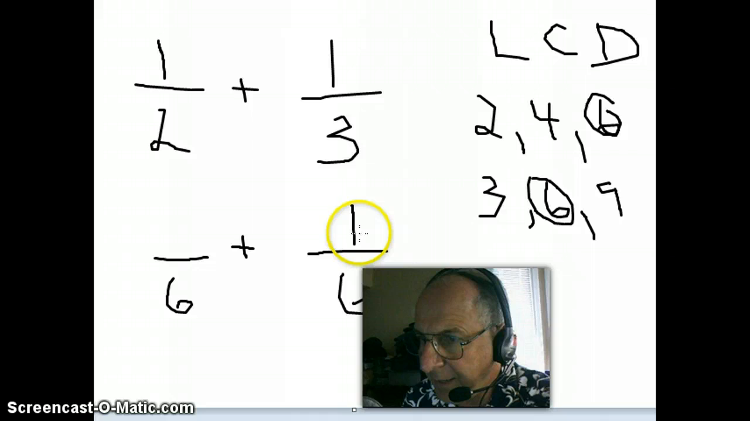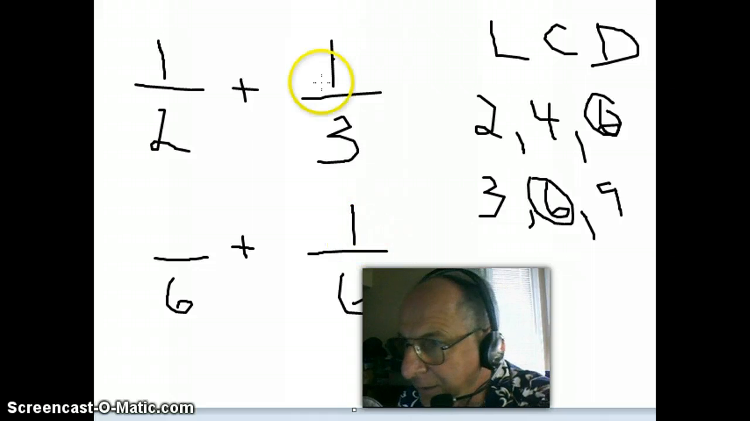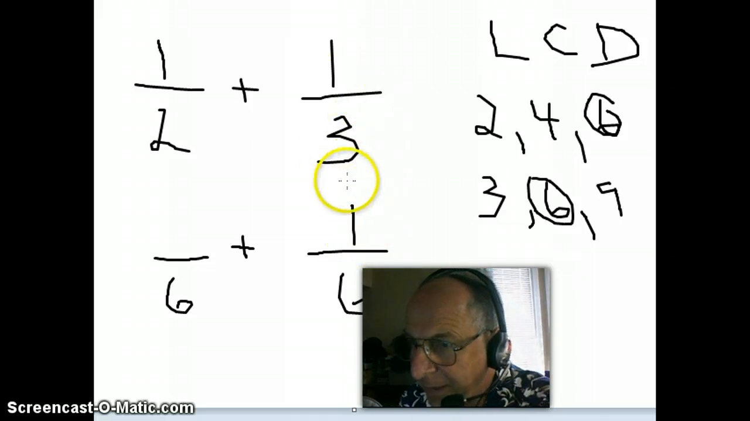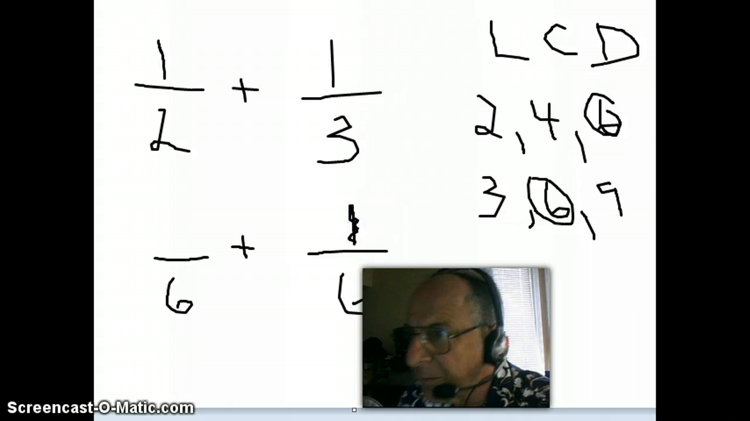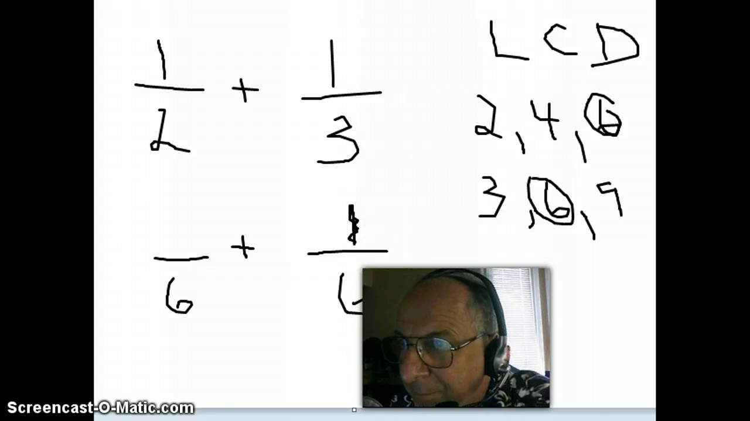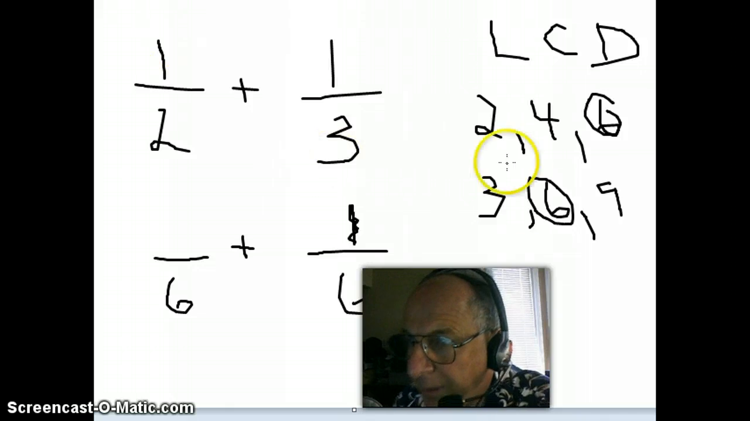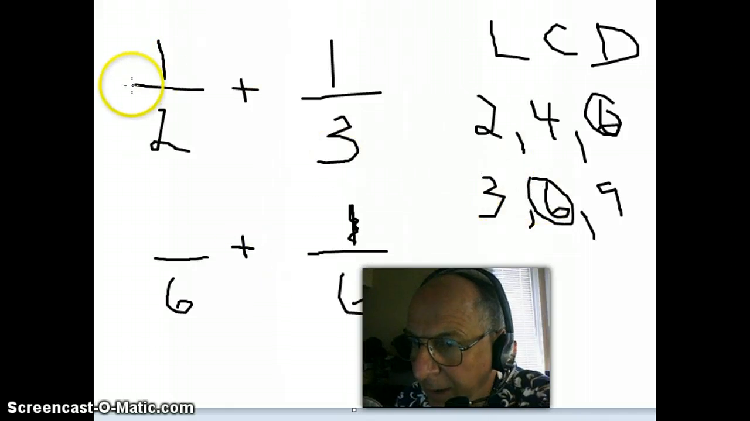However, if we were to leave, I need to erase this part right here. Let's see if that possibly works out here in just a little bit. Let me go ahead and just erase this one here. My apologies, students.